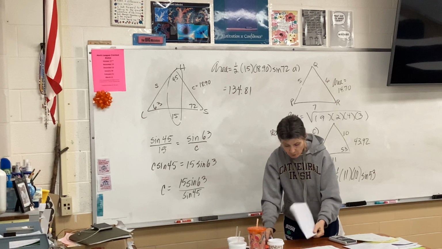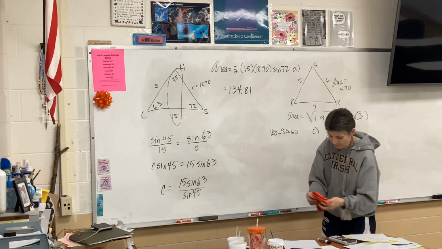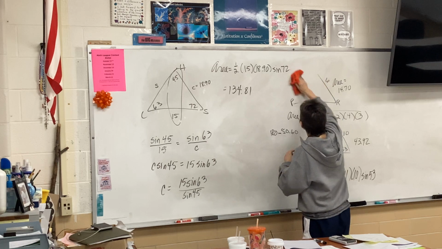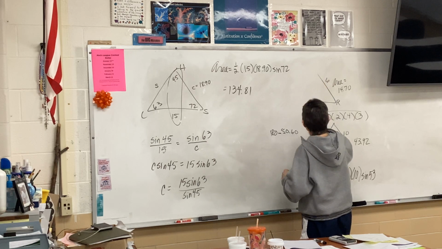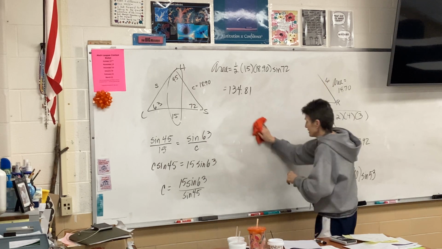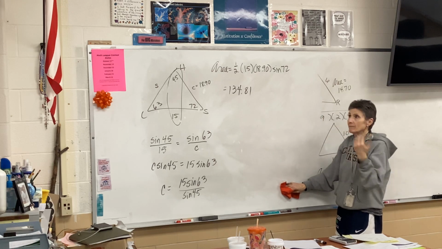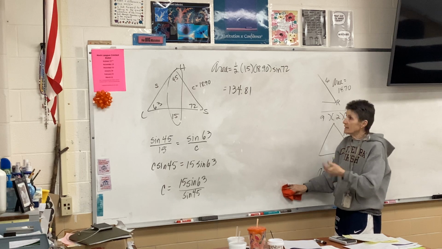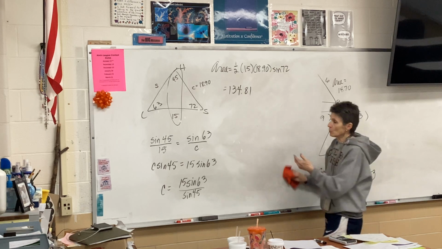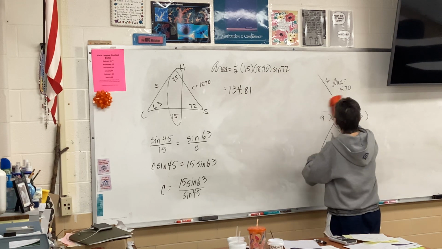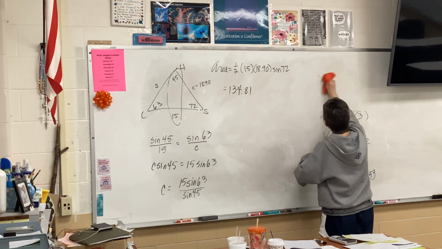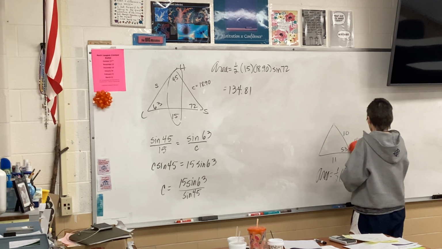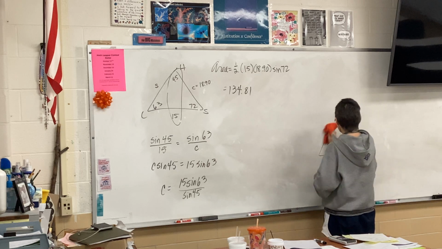So that problem took a little bit more effort because I didn't start out with what I needed. And it's just like life, folks. If you don't have what you need, you have to figure out a way to get it, right? So I didn't have another side, so I used my law of sines, and I found another side. Once I found that side, then I could find my area.